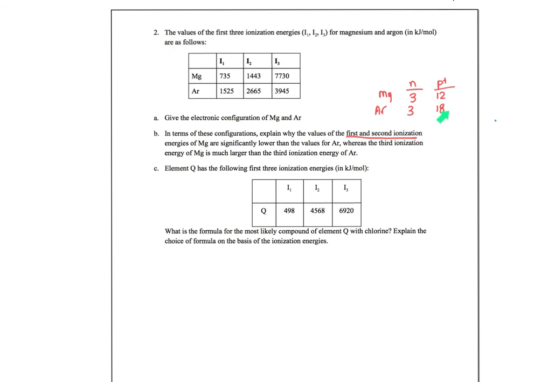So when removing an electron from argon, there's more attraction to the nucleus because there's a stronger nuclear charge. So it has more electrostatic attraction, so it takes more energy to remove the first electron from argon than it does magnesium. Same with the second electron. So now I'm taking a second electron away. It takes more because, again, still more protons. Here is the issue. For magnesium, 12 protons.